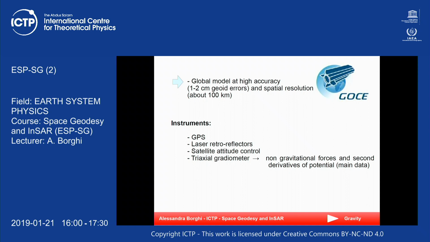In some parts, for instance Saudi Arabia, where I computed a geoid, GOES gives us a really good model. With ground observations it would just improve the quality of the geoid a bit, but that was a special zone, very local. So we have GPS, laser retroreflector, satellite altitude control, gradiometer.